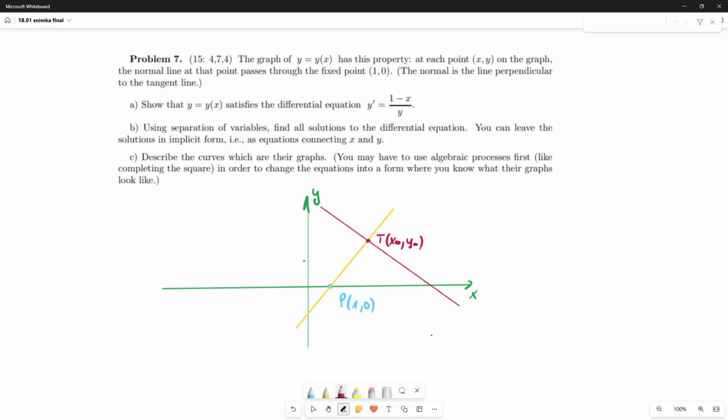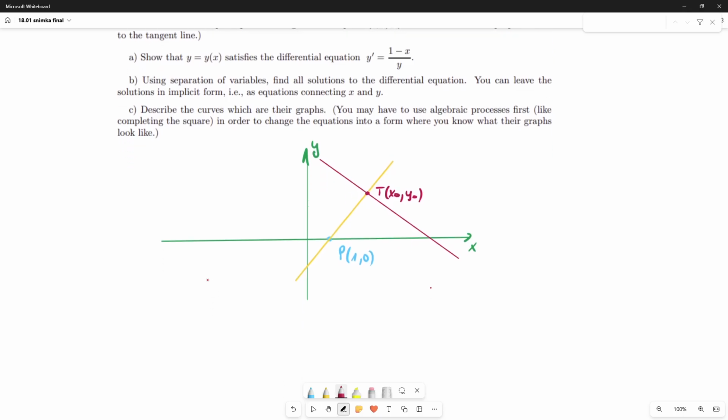for which the normal line was calculated, and other such points can be constructed in a similar manner, but the condition that for all such points the normal line must pass through the fixed point (1, 0) must be met. It's not an easy construction, at least not until we know what kind of curve y really represents. Let's start by solving part A, showing that y satisfies this differential equation.